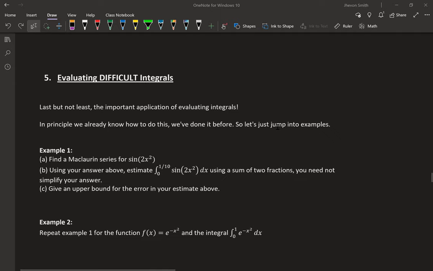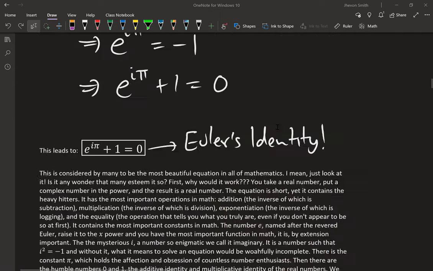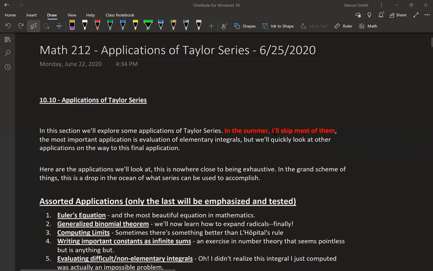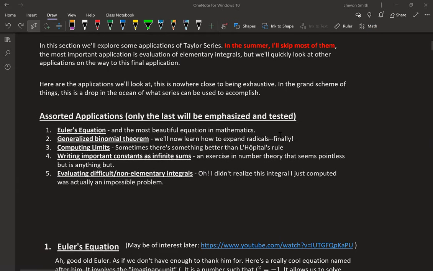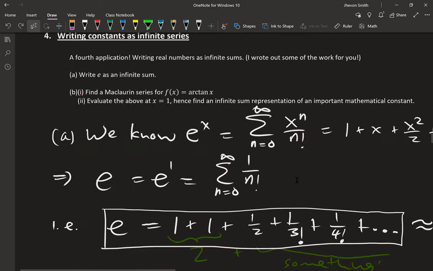Anyway, I will see you guys on, well, technically I don't have to see you guys. Good luck for later. Those are some applications. I just wanted to talk about them because I really think they're cool. However, knowing how to evaluate integrals is what's really important. And I did do a couple examples of that in class. So you guys should be fine there. Do these problems that I have left over here though.